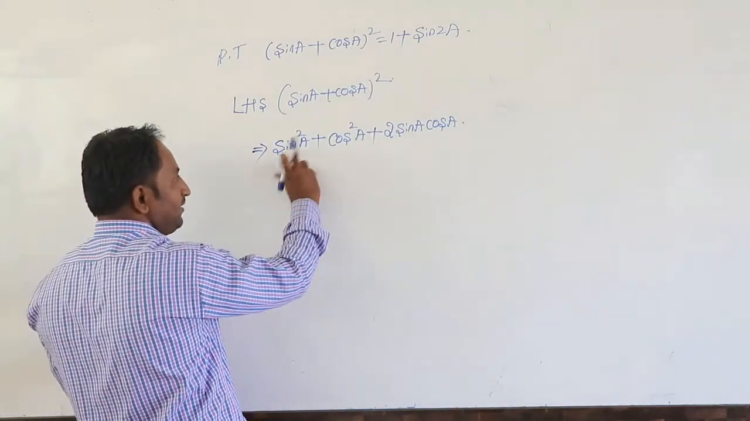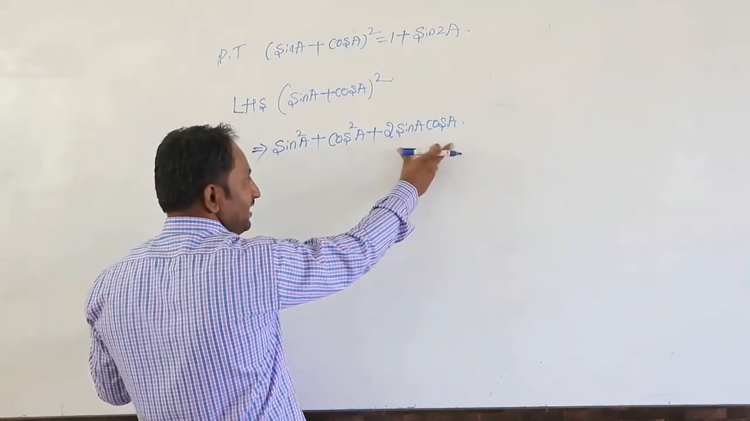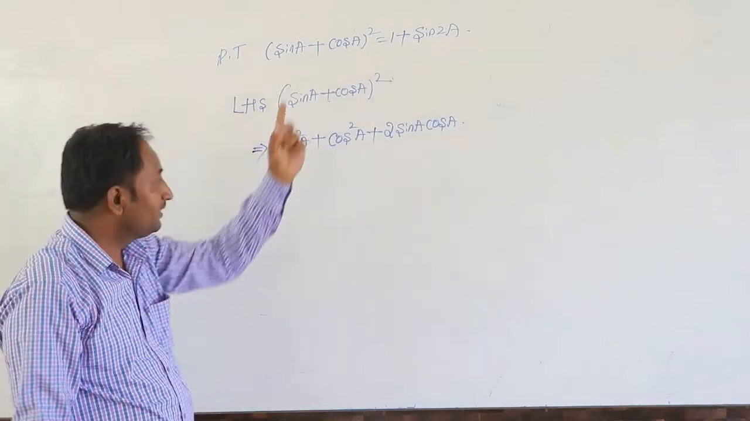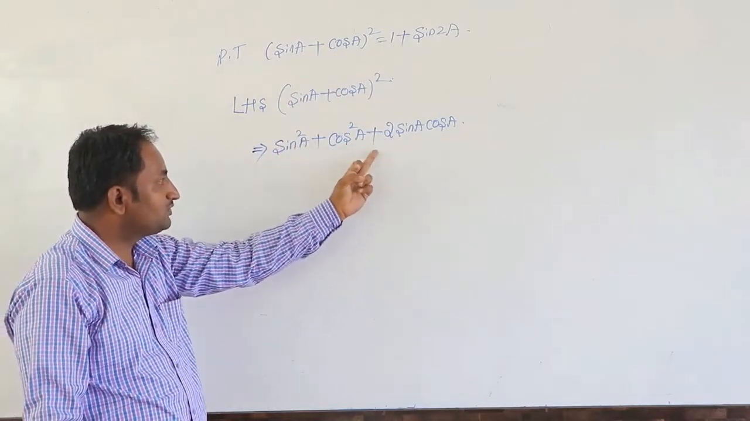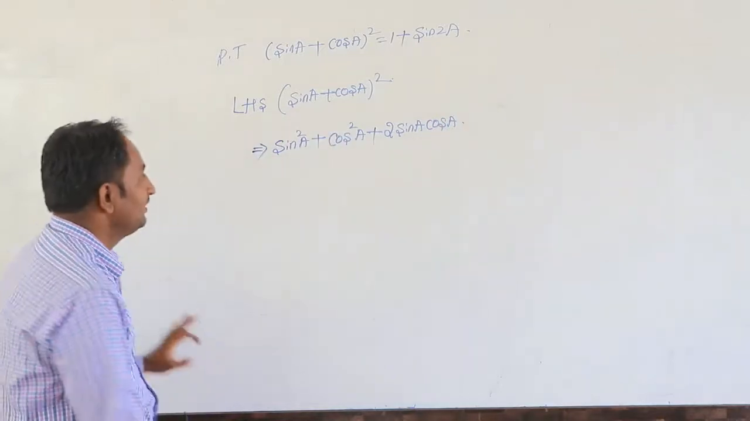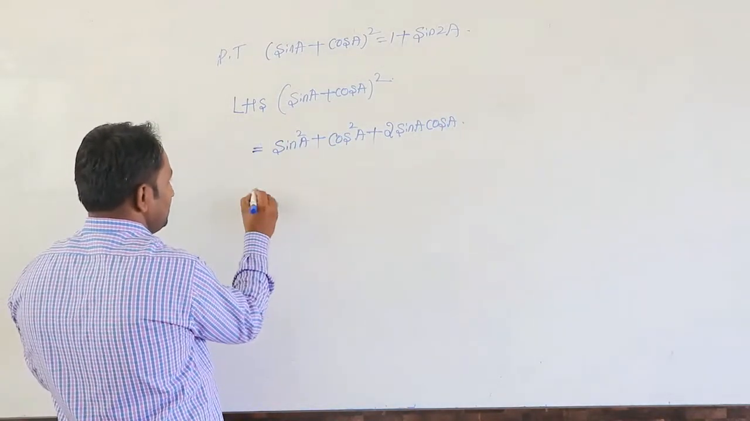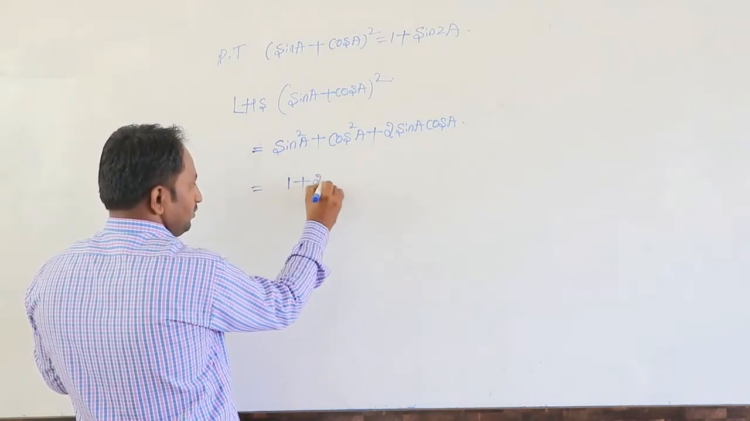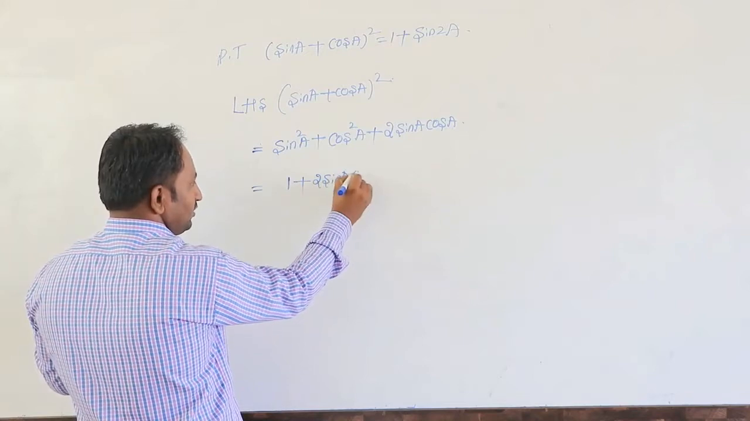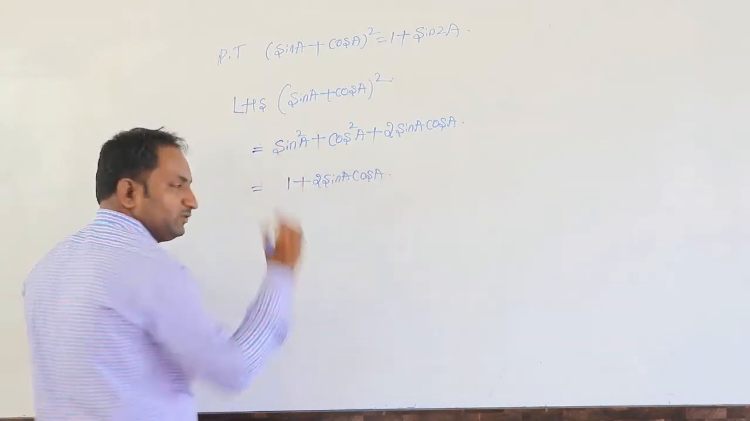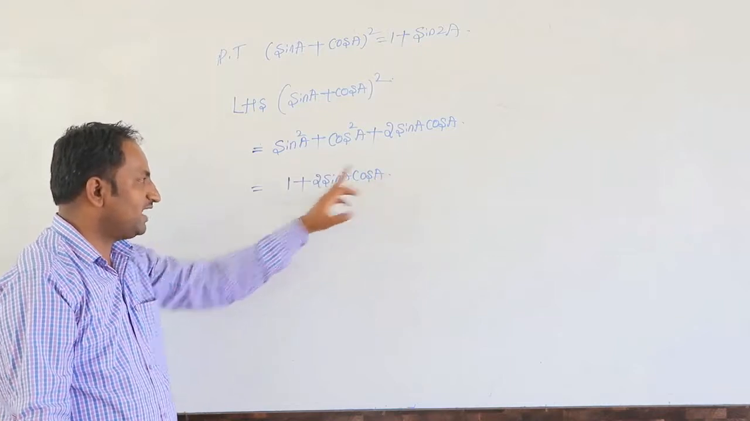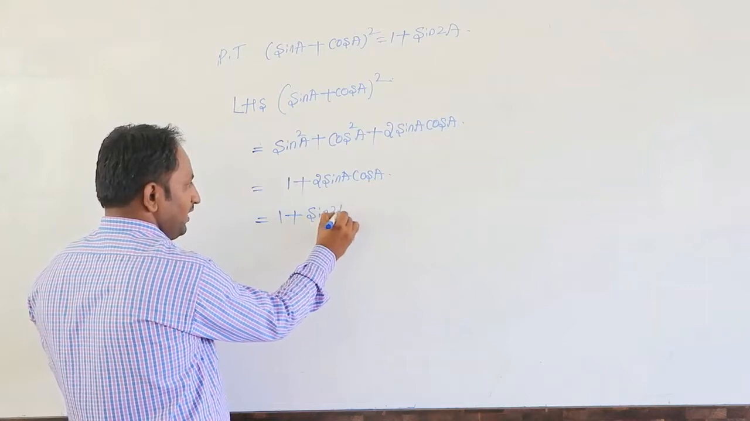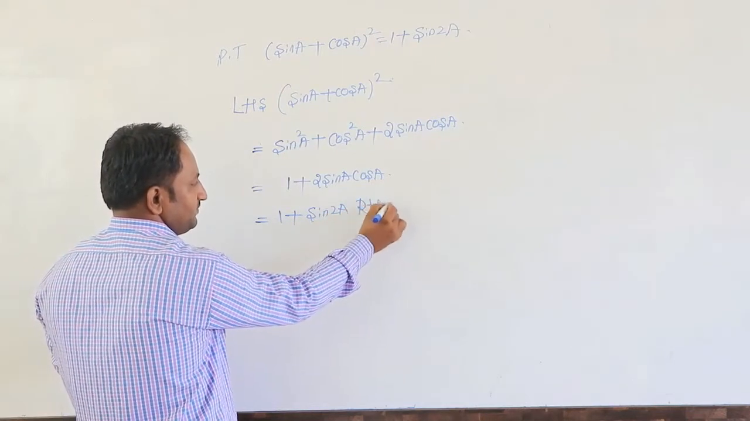Then sin square a plus cos square a plus 2 sin a cos a. Here it's from a plus b whole square form, a square plus b square plus 2ab result. Then we know that is equal to sin square a plus cos square a value is 1 plus 2 sin a cos a. Already we know that the formula 2 sin a cos a is equal to sin of 2a, so 1 plus sin of 2a, that is RHS.